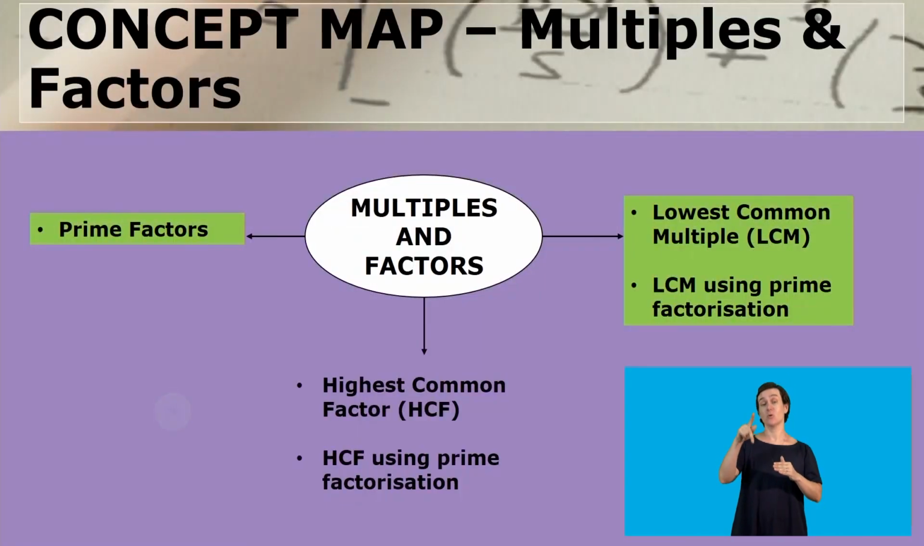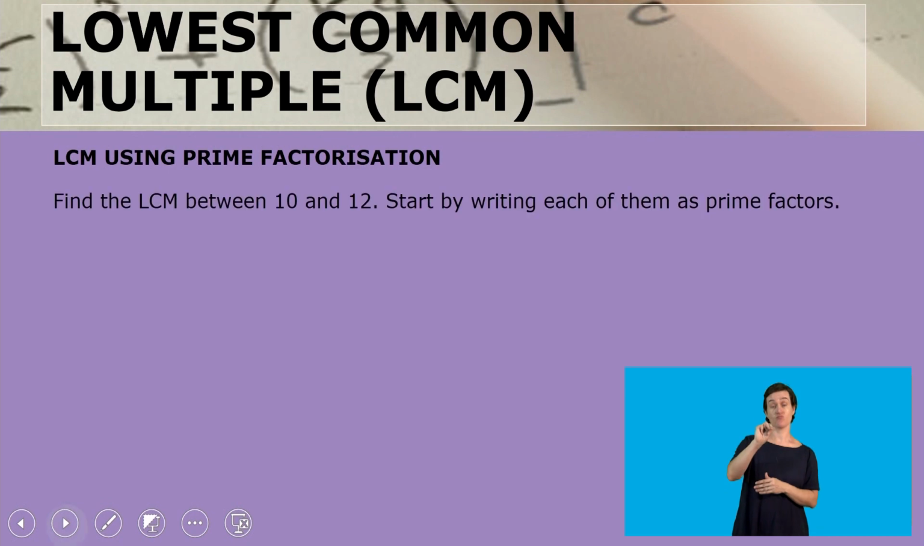So our next focus for this lesson is going to be the lowest common multiple, that is the LCM, and we are going to find this using prime factorization. So we are going to find the LCM between 10 and 12 using prime factorization. The first thing that we're going to do is to start by writing each of these numbers as its prime factors. So we already know how to do that.